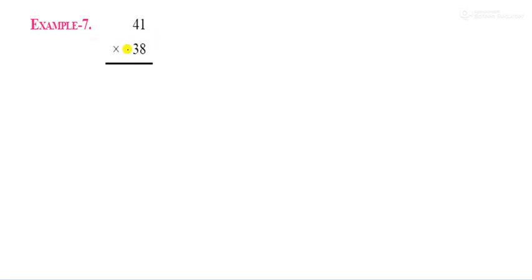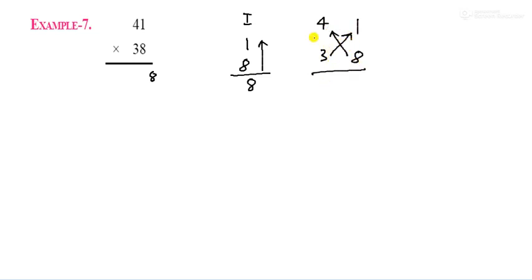Let us see it in your example. Now come to this one, example 7. So what happened in this? It is 41. So first step, that is 1 and 8. So multiply upward. So what will happen? 8 into 1 is 8. So you can write here 8. Okay, now the second one is 4 and 1, and here is 3 and 8.